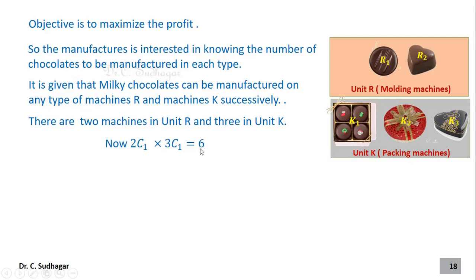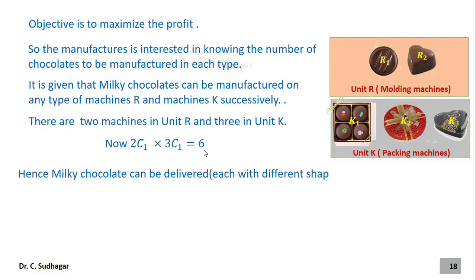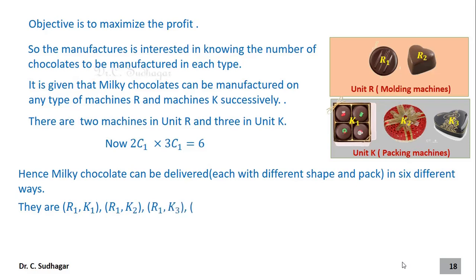So what is the meaning of this 6? In 6 different types of chocolates and packings we can make milky chocolates. Hence the milky chocolate can be delivered in 6 different shapes and packs. They are R1K1, R1K2, R1K3, by using the mold R1, these three. When you are using the mold R2, again it is R2K1, R2K2, R2K3. So these are the 6 different ways we can make different shapes of chocolates in different boxes.